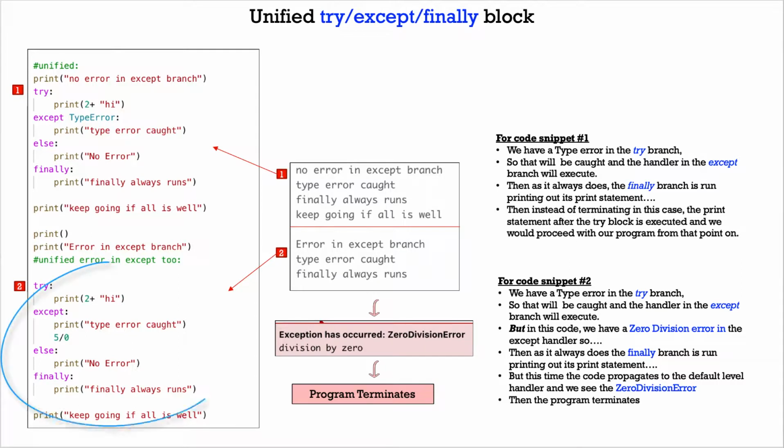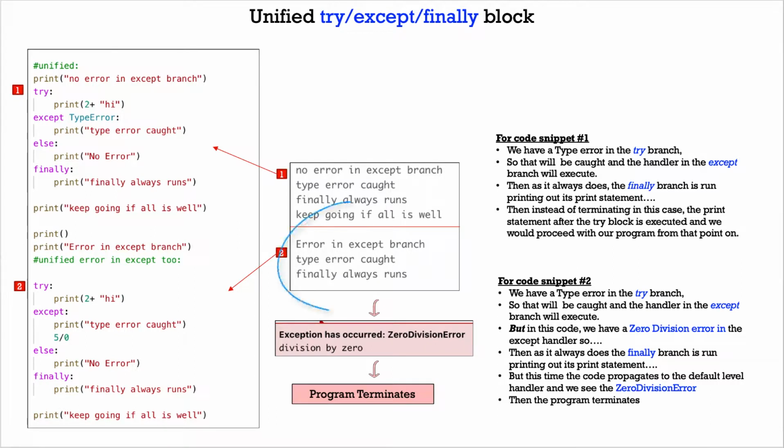Now, in our second example, we have a type error in the try branch. In fact, the very same one. So that will be caught, and the handler in the except branch will execute. Same as always. But in this code, we have a zero division error in that except handler. We're trying to divide 5 by 0. Then after that, the finally branch will run as it always does, and it'll print out its print statement, finally always runs. But this time the code will propagate to the default level handler as we see the zero division error. At that point, the program will terminate.